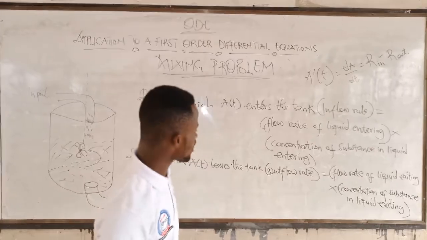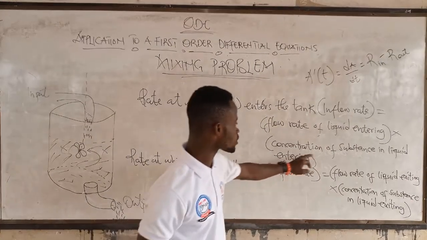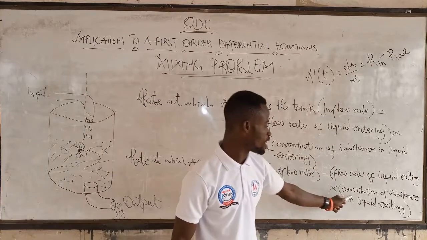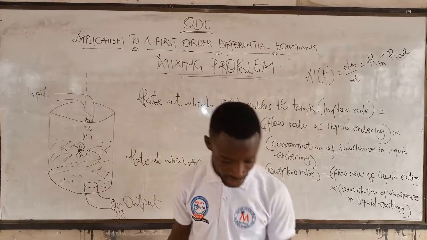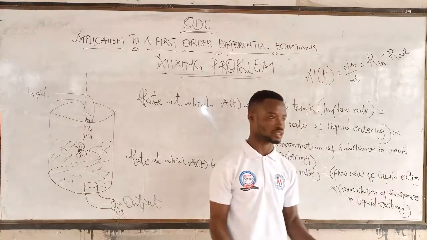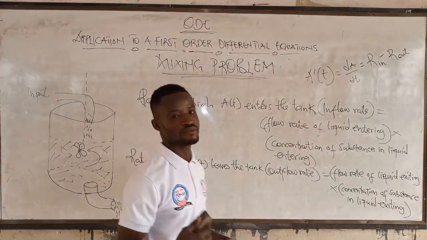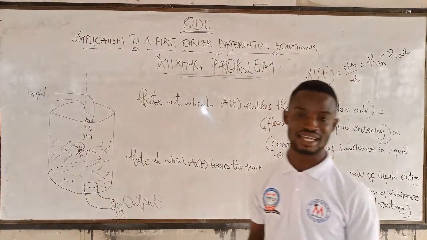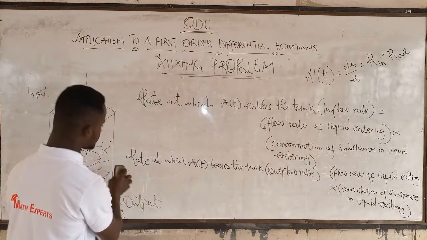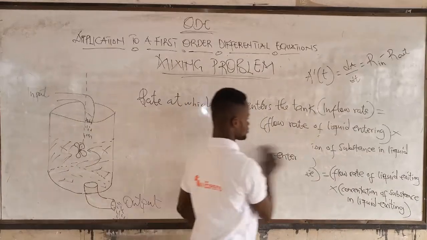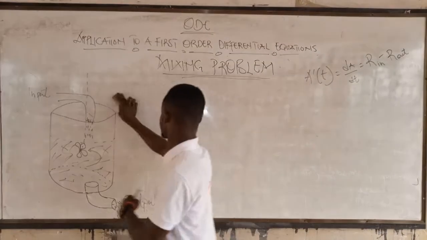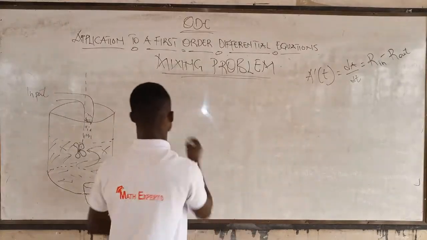Now there is one more thing also. What is this concentration of substance in the liquid? So we are going to find the concentration of substance in the liquid exiting, or let me say the concentration of the substance for short. In case the concentration of the substance is unknown, how are you going to do it?